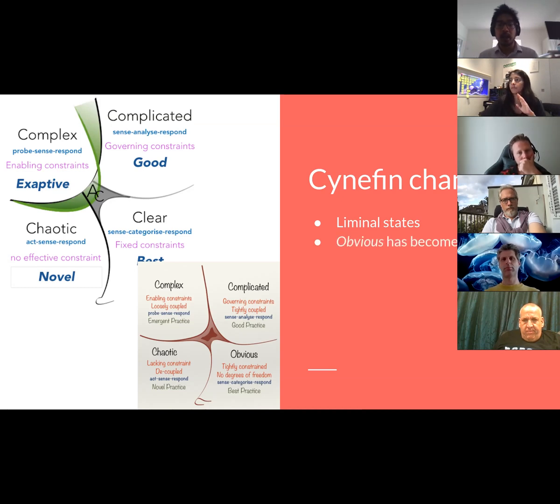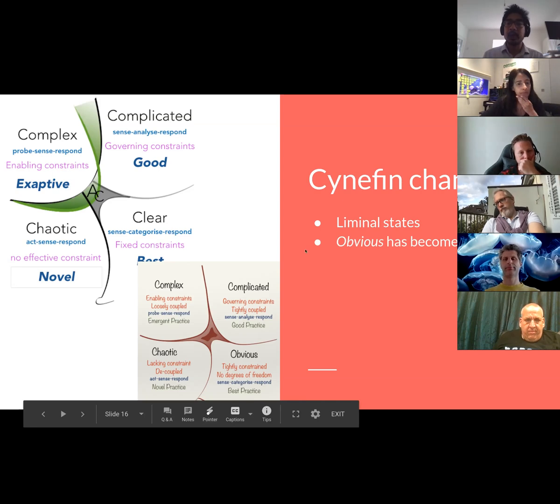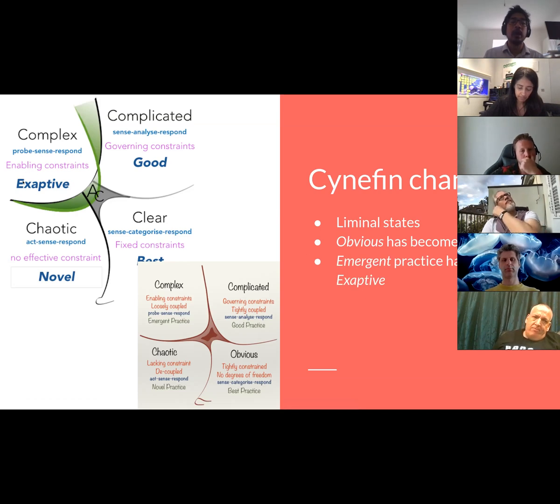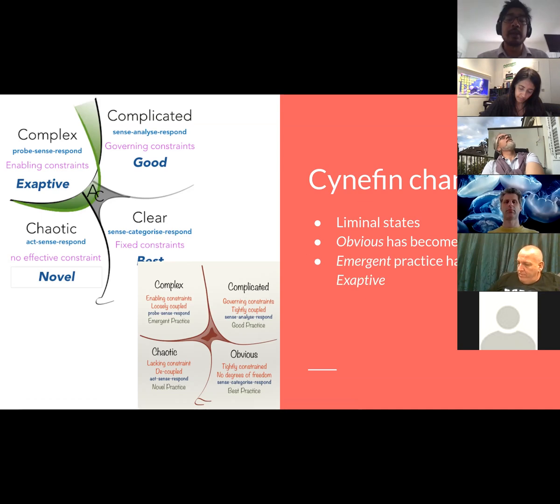Another change is that obvious has now become clear. And emergent practice is now called exaptive. Exaptive is where we repurpose something for another purpose. We have this tool, operation, product or service, something that we may have used a lot in the past, and we've discovered that we can repurpose it for something else. This is something which no doubt has been very prevalent with the rise of COVID. And what Dave Snowden often says is that when it comes to rapid innovation, sometimes we cannot go completely back to the drawing board. We want to re-examine what's available, what is acceptable, and perhaps we can repurpose that for another cause.